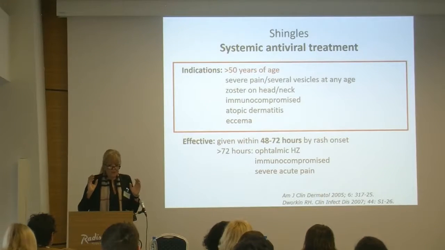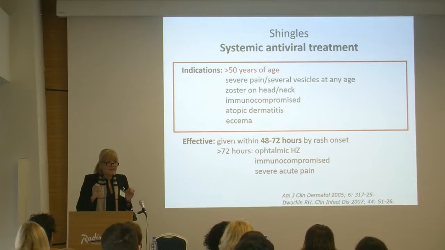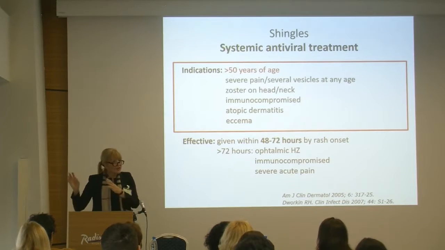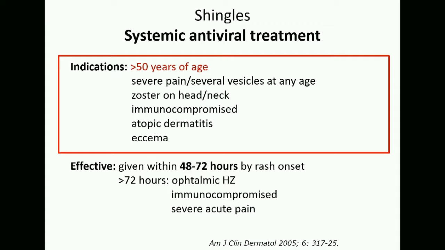Again, guidelines, whom to treat for shingles. Everybody above 50 years of age. So chickenpox, 18 years, shingles, 50 years. However, even patients below 50 years of age can have shingles. So if they have severe pain, or several vesicles at any age, they're entitled to systemic treatment, as well as zoster on the head, neck, of course immunocompromised patients, atopic dermatitis, eczema.